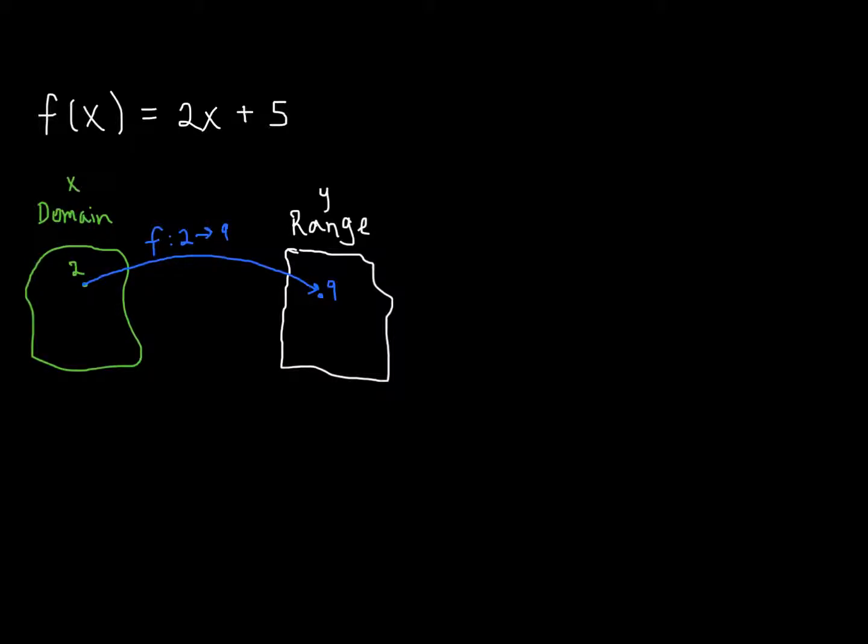And we can take a look at one more example. Let's consider the input value of 4. If we were to input 4 to our function and apply the function f to 4, we are going to get an output of 2 times 4, which is 8, plus 5, which is 13. So the way that we can write this is that our function f mapped the input value of 4 to 13.